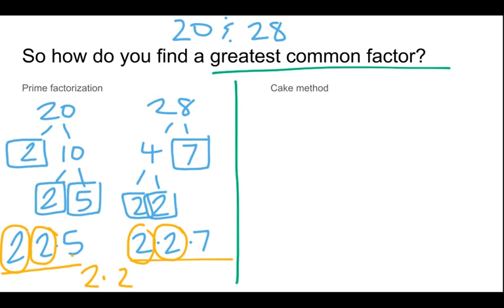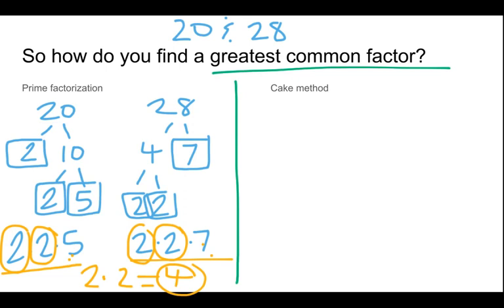There's a 5 here, but no 5 here, so I can't use that. And there's a 7 here, but no 7 over here, so I can't use that. So all I have to do now is 2 times 2, which is 4. And I've got my greatest common factor between 20 and 28. Okay, so that's one method.